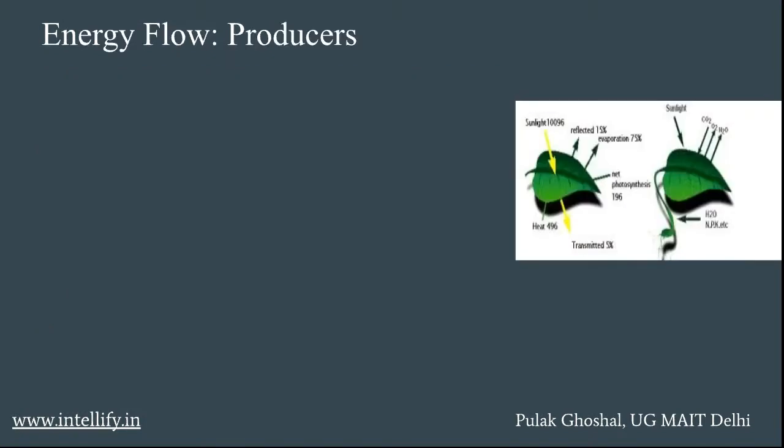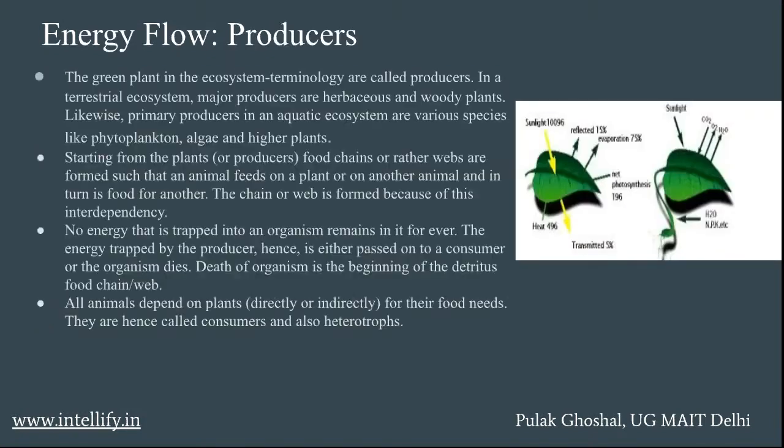Next is energy flow in producers. The major primary producer is a green plant or a photosynthetic plant which can carry out photosynthesis. Green plants in ecosystem terminology are called producers. In terrestrial ecosystems, the major producers are herbaceous and woody plants. Primary producers in aquatic ecosystems are various species like phytoplanktons, algae, and higher plants.